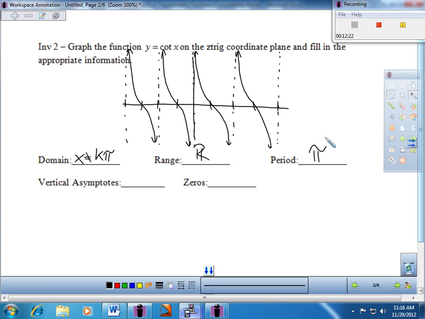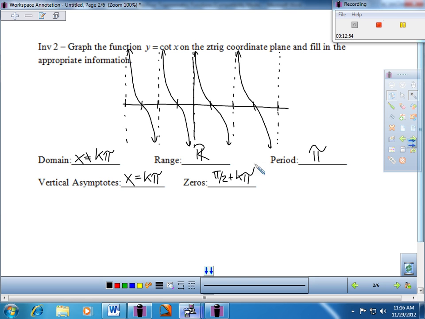Vertical asymptotes pop up where the domain values are undefined, so x equals 0 pi, x equals 1 pi, et cetera, et cetera. And then the zeros of the function, or the x-intercepts, again, just kind of change from tangent. We have one at pi over 2, and then pi units later at 3 pi over 2, and then pi units later at 5 pi over 2, et cetera, et cetera.